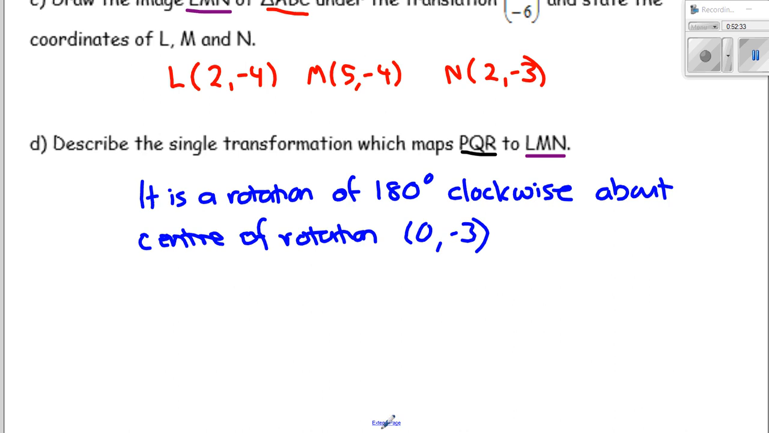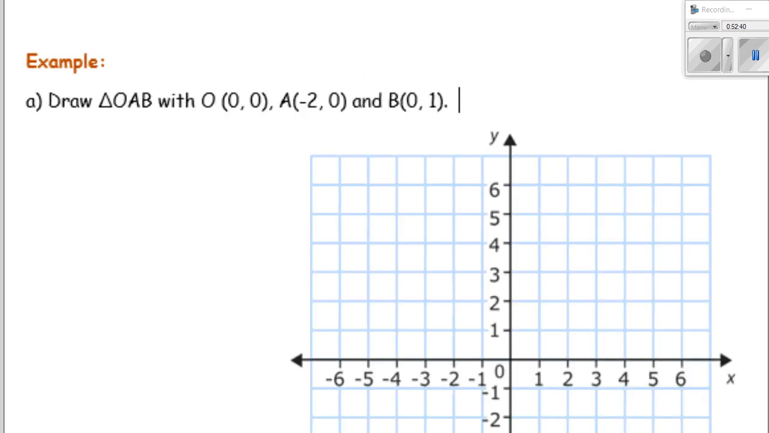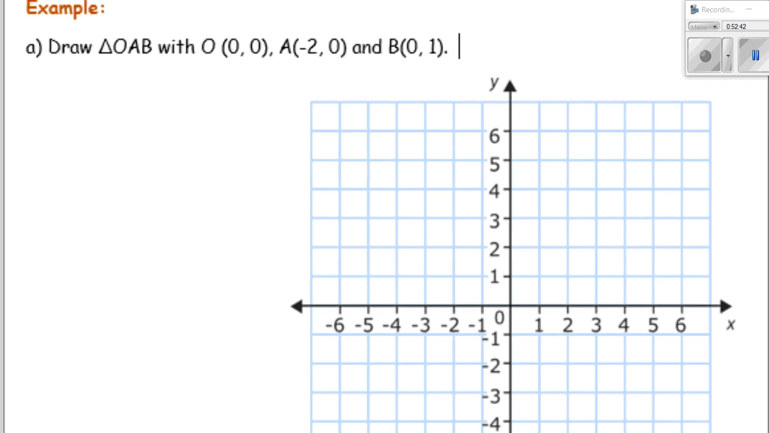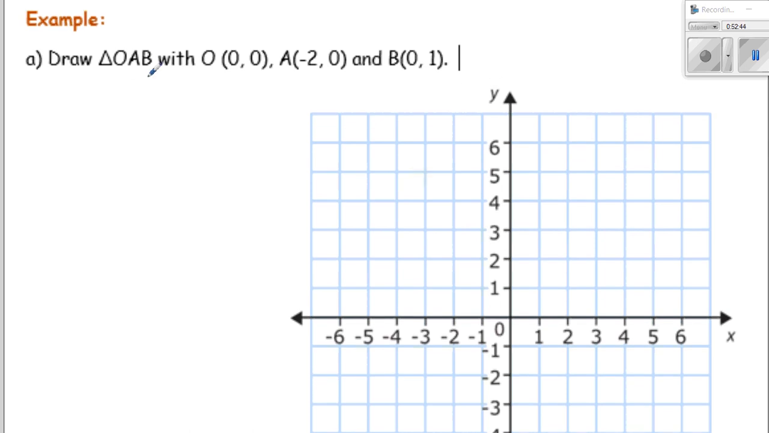And now, are we up to our lucky last example? Because it's a pretty long lesson, sorry. Showing you some examples of some tricky ones. I'm having board problems. Draw a triangle OAB with O, A, and B.